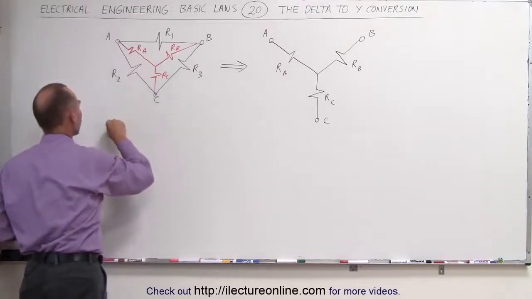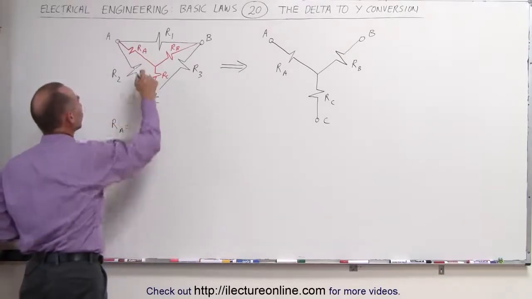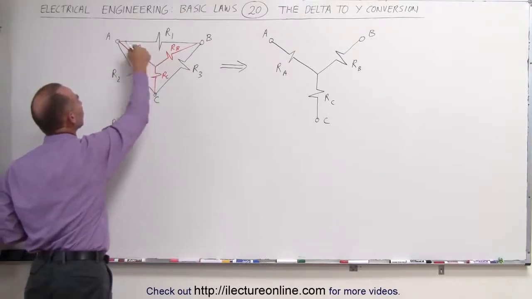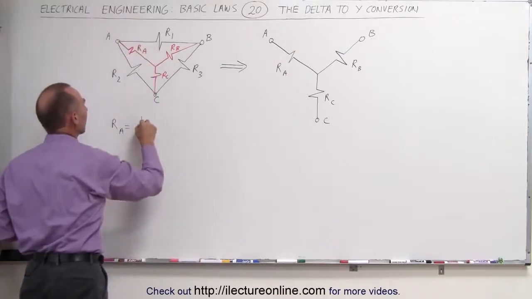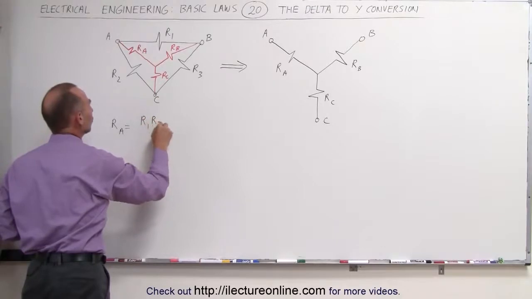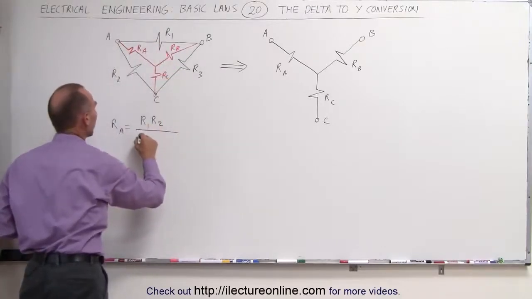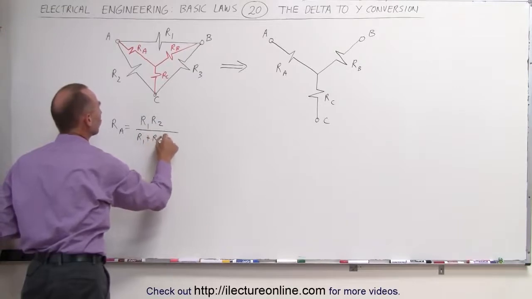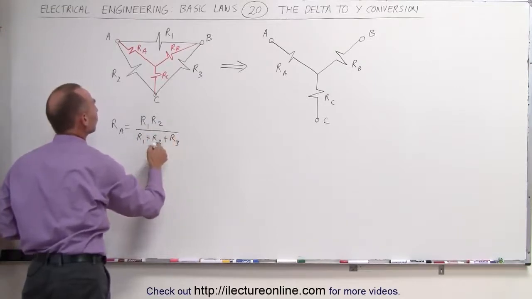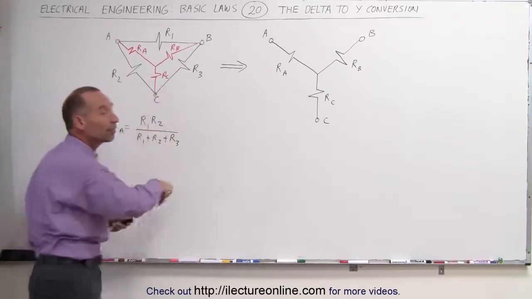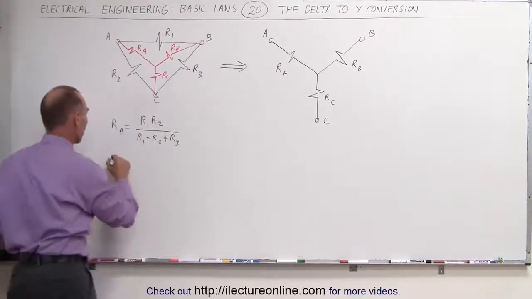RA is equal to the product of the two resistors it's in between. So in this case, it's the product of R1 and R2, divided by the sum of the three resistors in the delta, R1 plus R2 plus R3. It turns out all three of them will be divided by the sum of the three resistors.